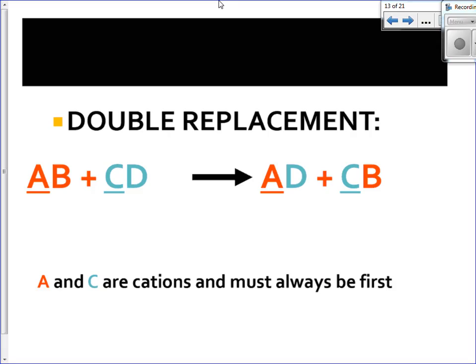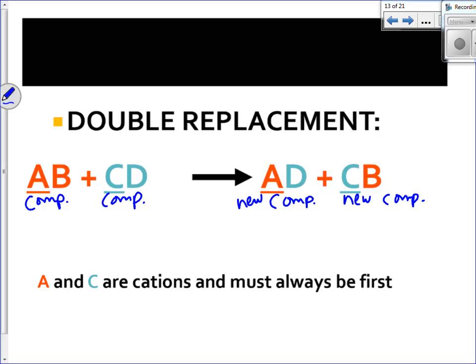Double replacement. And this is probably the easiest to spot because guess what? It is always compound plus a compound gives you a new compound and a new compound. So everything in it is a compound. There's no elements involved. It's all compounds. And you have a double switcheroony going on.